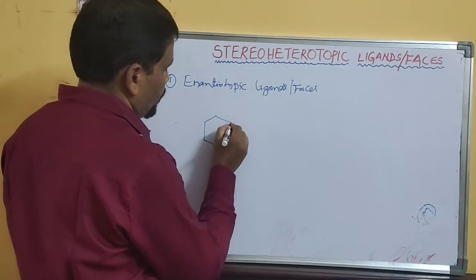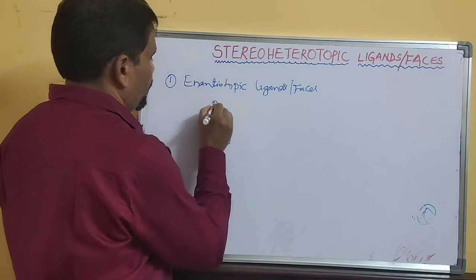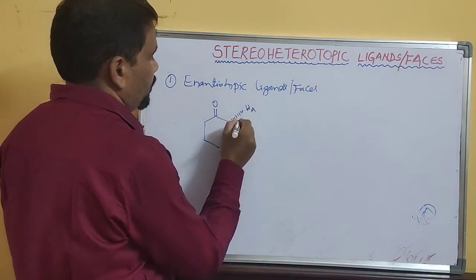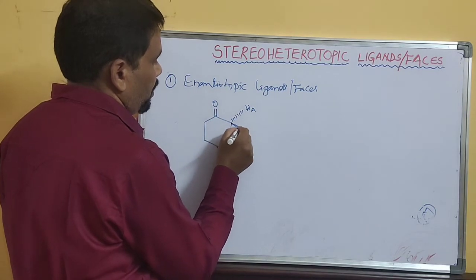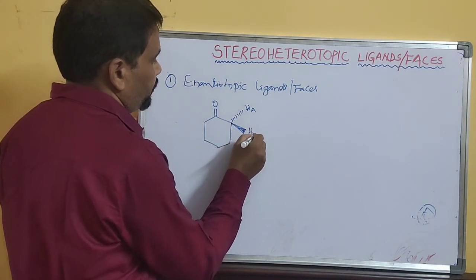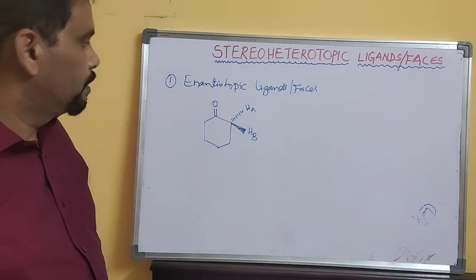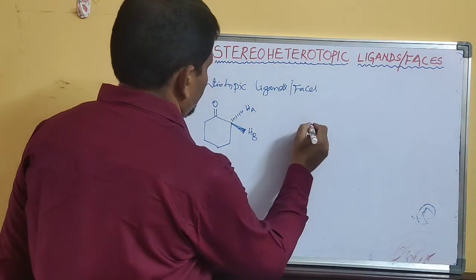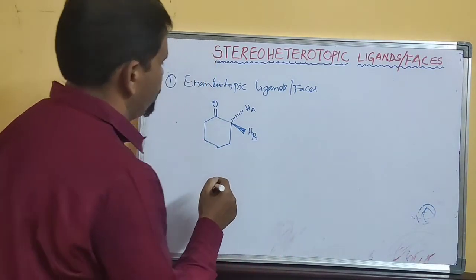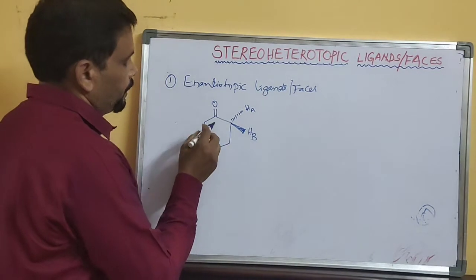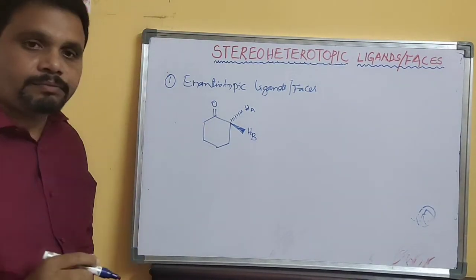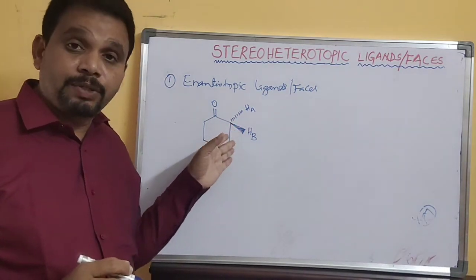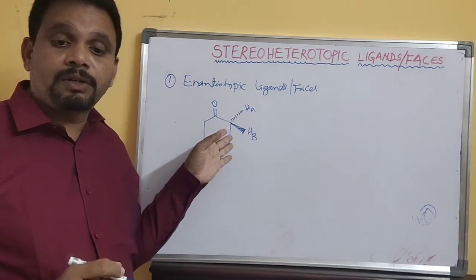It's a cyclohexanone, HA, HB, and also I'll give... so here, is there any center of symmetry or any plane of symmetry that exists in this molecule?